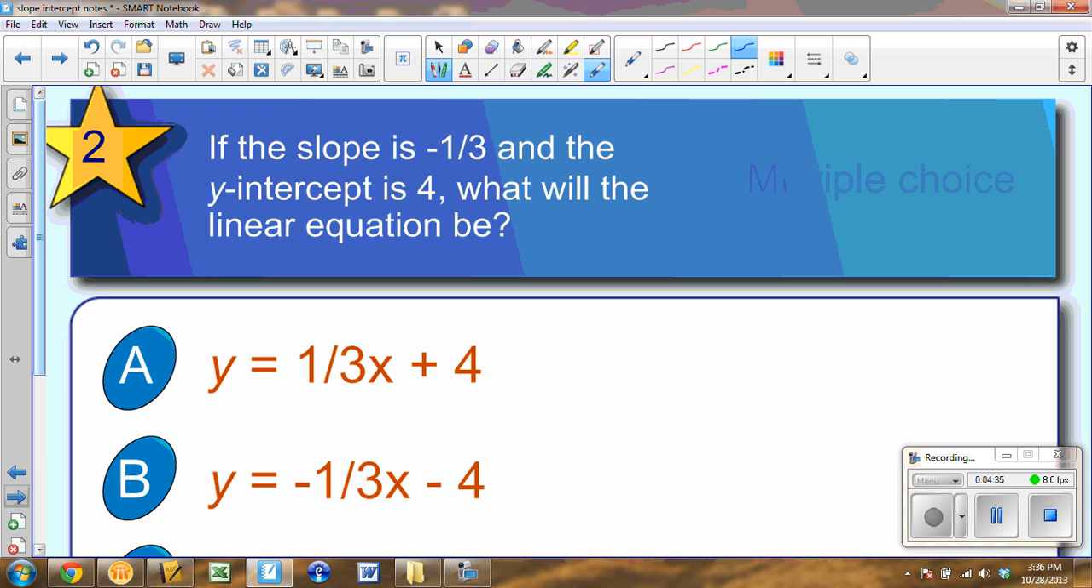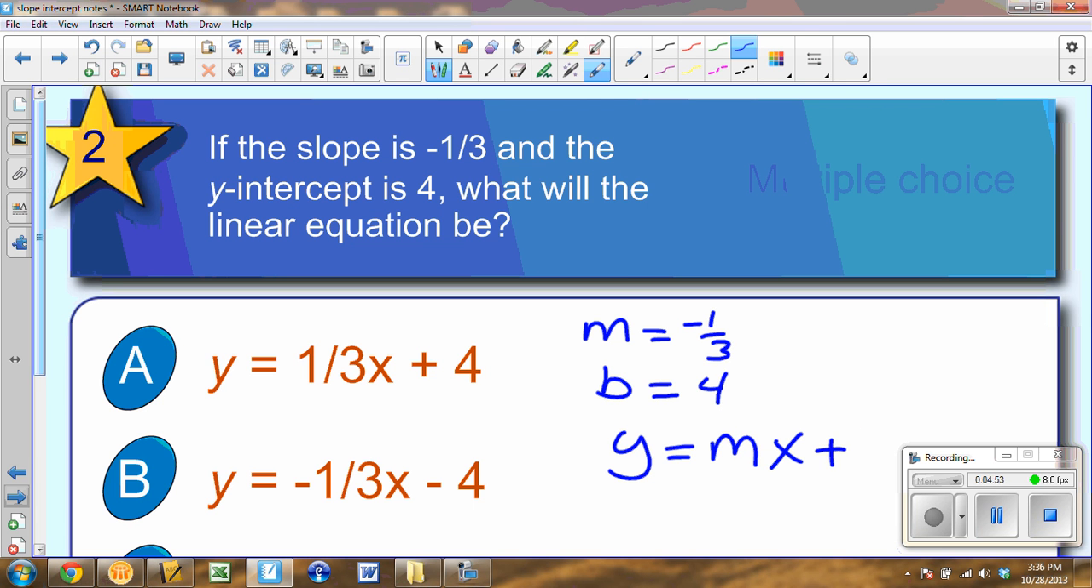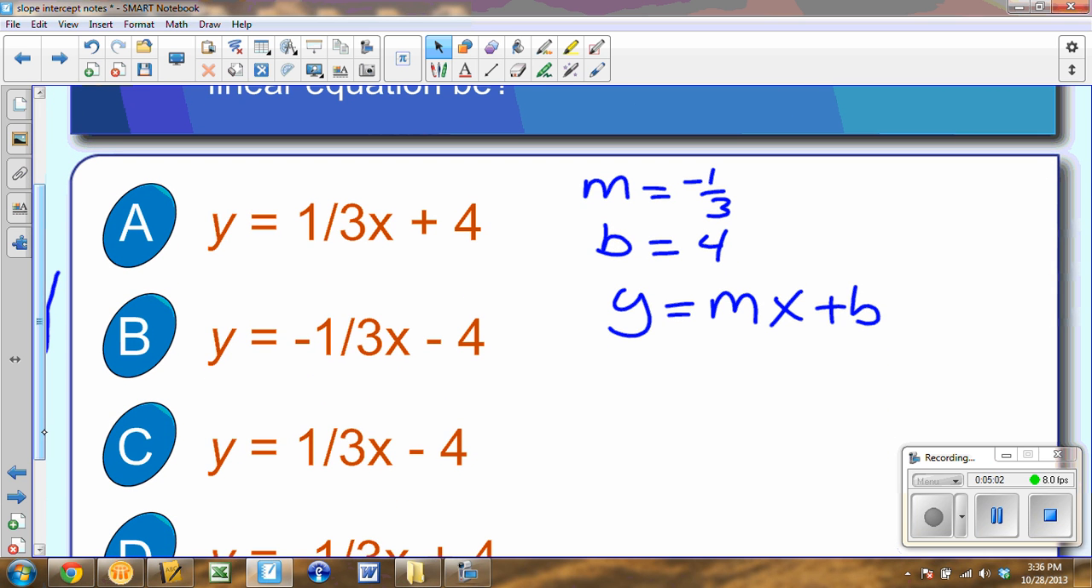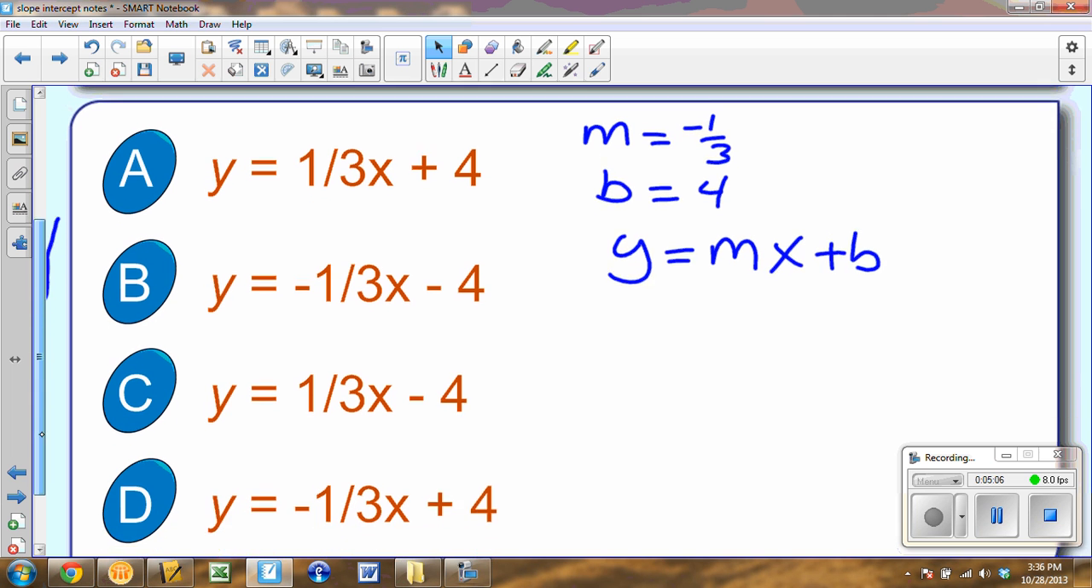Okay, if the slope is -1/3 and the y-intercept is 4, what will the linear equation be? So again, if we have m is -1/3 and b is 4, we're going to put it into this form, y equals mx plus b. So which one of these looks like this? Whoops. Go down a little farther here.